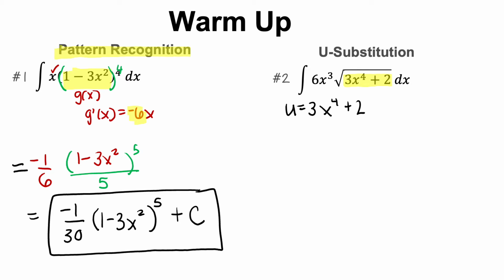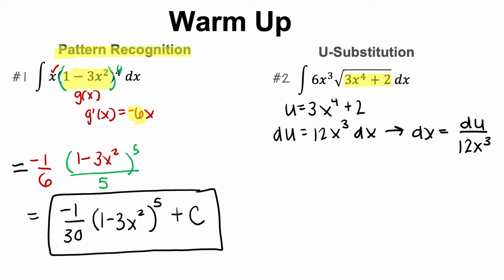So then when I go ahead and find du, taking my derivative, I get 12x cubed dx. The plus 2 derivative goes to 0. Solving for dx then, we would get dx is equal to du over 12x cubed. So now I'm going to rewrite my integral using u and du. So I have the integral of this 6x cubed, which is going to stay, at least for right now, times, now I want to write the square root of u, but I'm going to write it as u to the 1/2 power times du over 12x cubed.